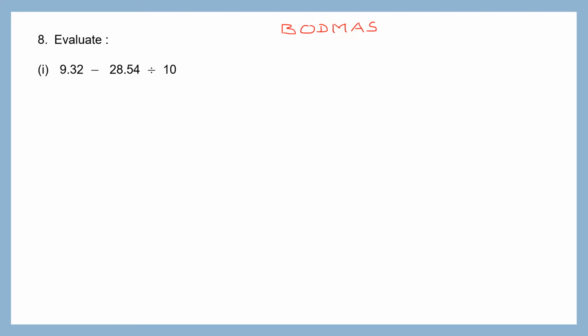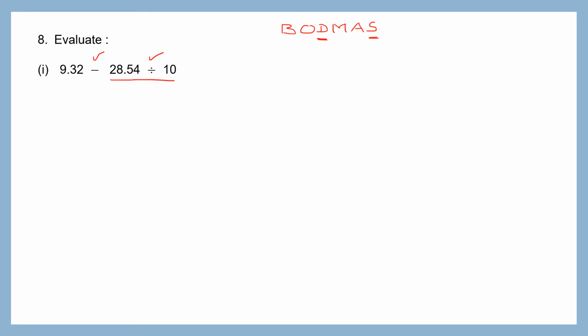Suppose your question has many operations. As you can see, this question has subtraction and it has division. Now, which one should you do first? According to BODMAS, B stands for brackets, O of, D division, M multiplication, A addition, and S subtraction. So here you can see division comes before subtraction. So I need to do division first.